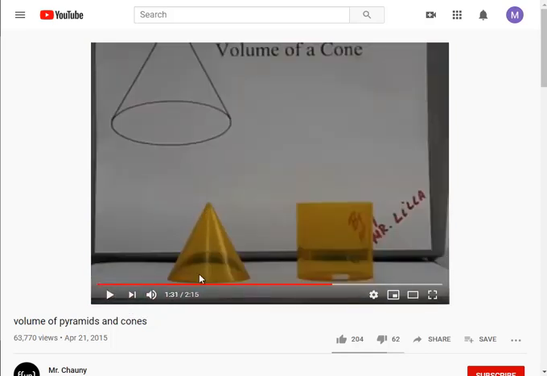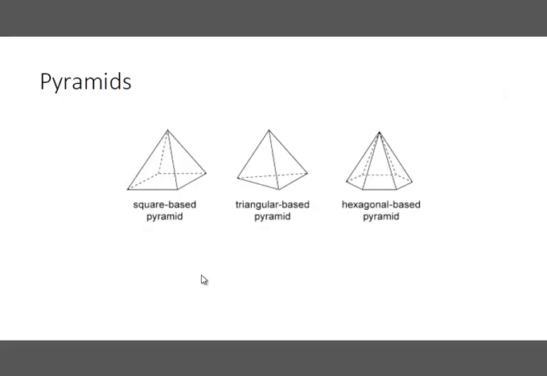Ooh, what's this? Let's get back into this. We'll come back to that in a second. Well, it looks like pyramids are, for the most part, going to be a third of their corresponding prism, if that makes any sense. So let's take a look at this.